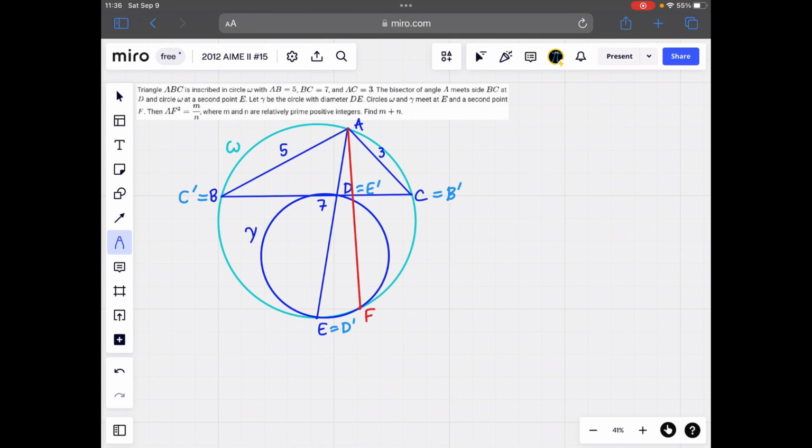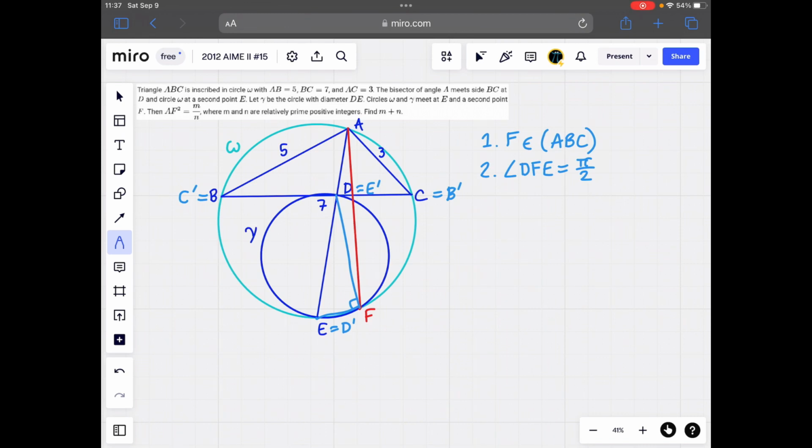And now we can use 2 points to characterize F, because that's the point we want to know the distance from A. Point number 1 is that F lies on the circumcircle of triangle ABC. And point number 2 is that it also lies on the circle with diameter DE, which means that angle DFE is equal to pi over 2. So we can write point number 2, angle DFE is equal to pi over 2.